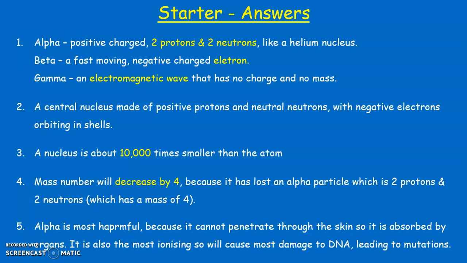And last question, explain which ionizing radiation is most harmful inside the body. Well, again, the answer is alpha. And the simple reason is because alpha can't penetrate through the skin, it can't penetrate through the layers of the organs. So what happens is it gets absorbed by the organs inside your body. We also know alpha is most ionizing, therefore it will cause most damage to the DNA, which could lead to mutations and cancer and cell death. So inside the body, alpha is most harmful.